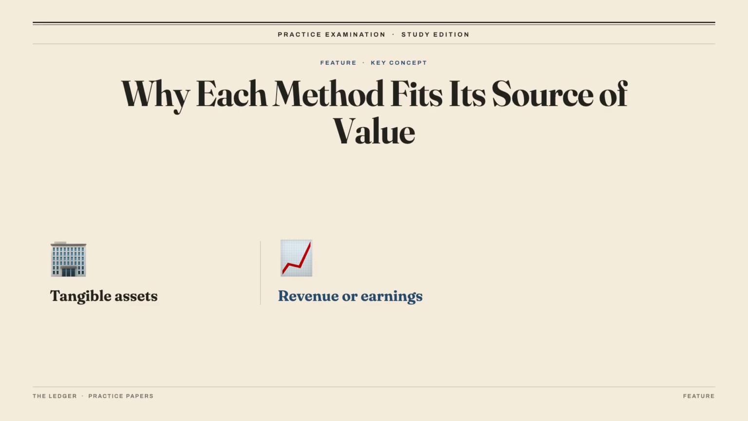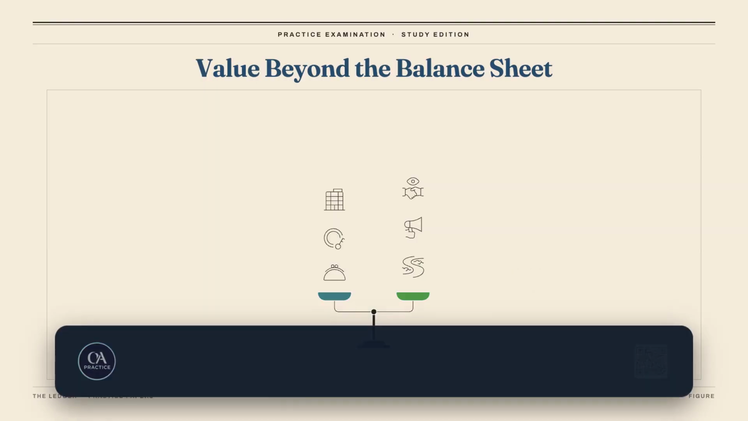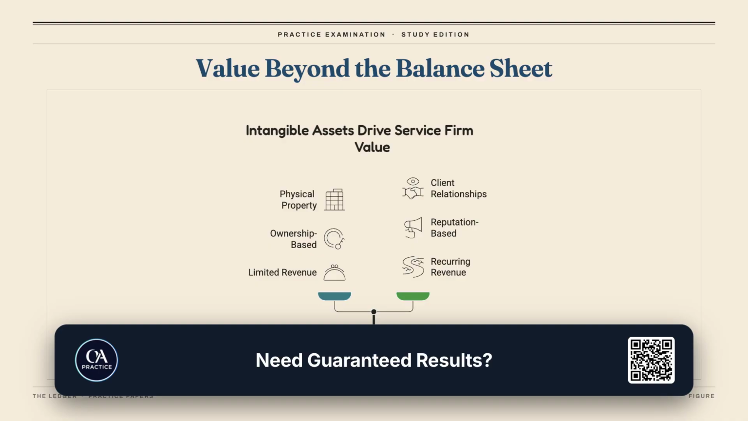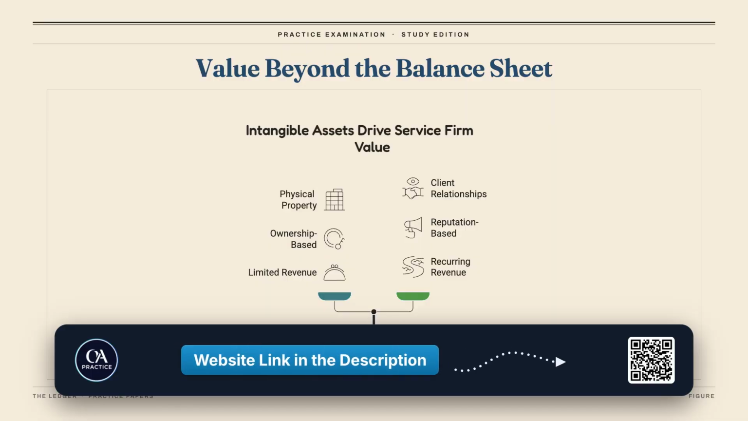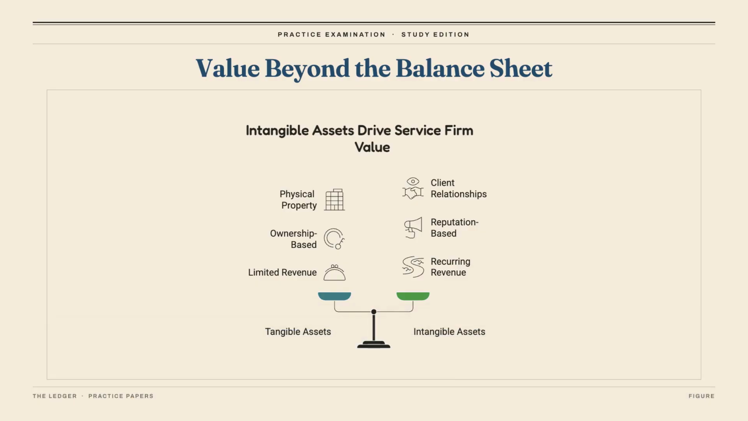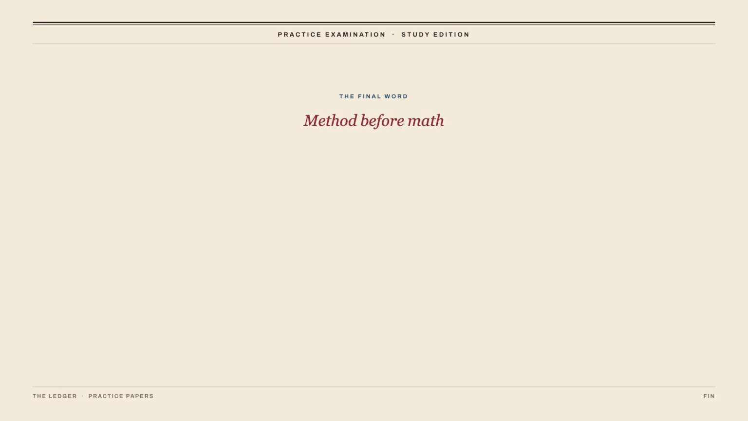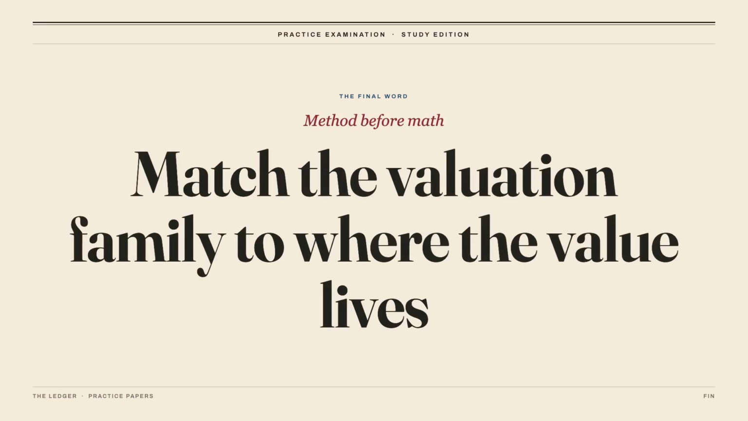Tangible assets call for asset-based methods. Steady revenue or earnings call for a multiple. And projectable cash flows call for discounted cash flow. This is why asset-light, relationship-driven firms are the textbook case for revenue or earnings multiples. The multiple captures the flow of business, not the furniture, by benchmarking against how comparable firms have actually sold. The real skill in valuation isn't the calculation. It's choosing the right family of method before you calculate anything at all.